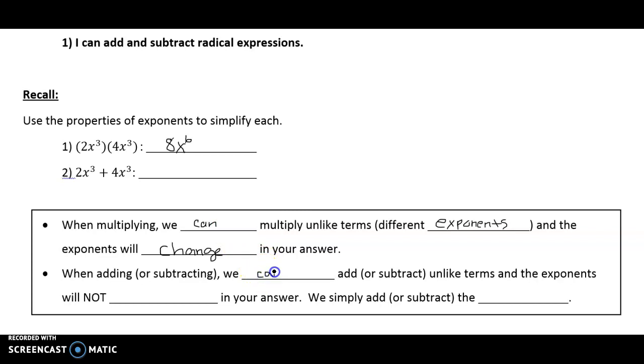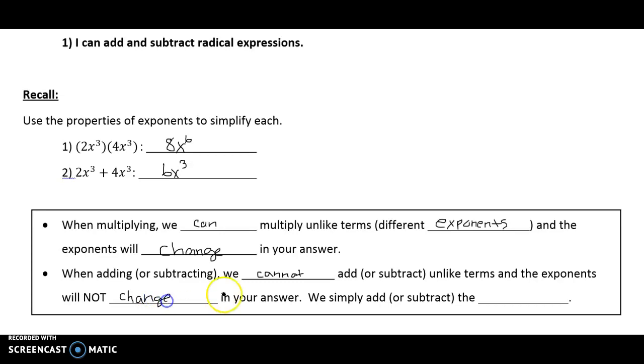However, we also learned in that unit that when we are adding or subtracting, we cannot add or subtract unlike terms. So if these were not the same exponent, we could not add them together. But if they are like exponents, then we can just say that this would be 6x to the third. And our exponent is not changing.